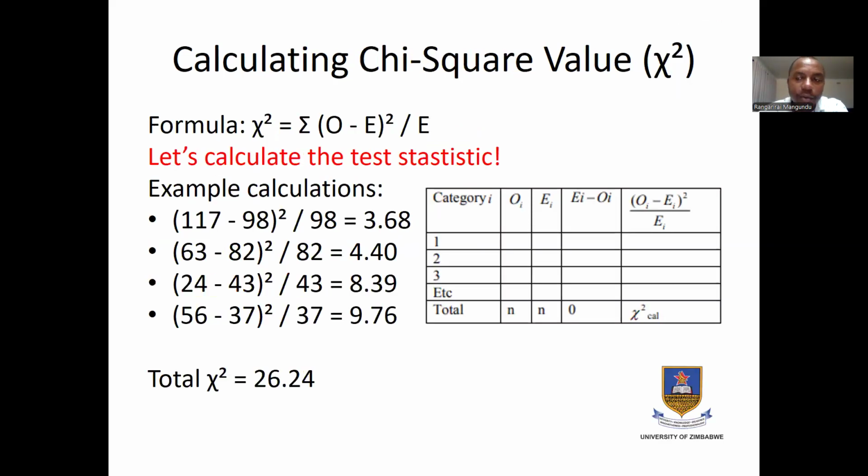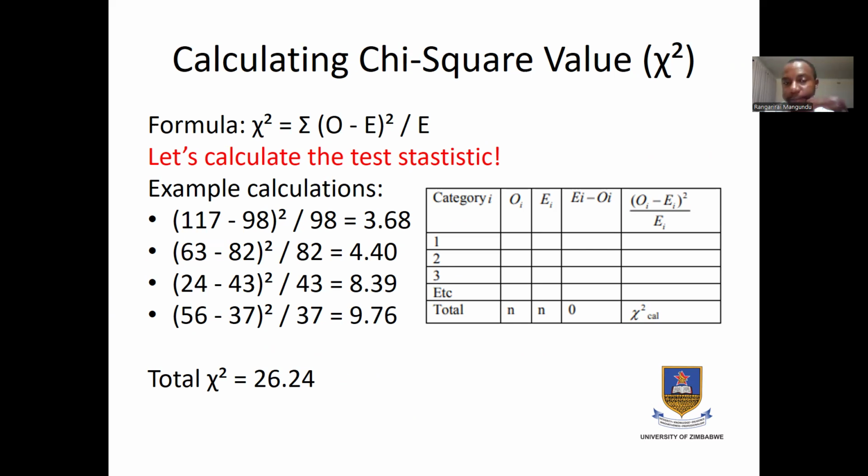If you look at the example calculations that I did for you, our expected values are 98, 82, 43, and 37 for the corresponding observed values of 117, 63, 24, and 56. And for us to calculate our chi-square statistic, we want to come up with the sum total of the observed values minus the expected values. We square the results and then divide by the expected value.